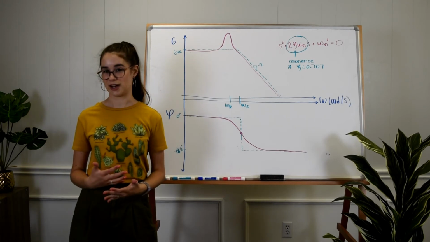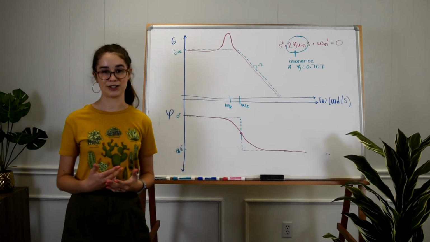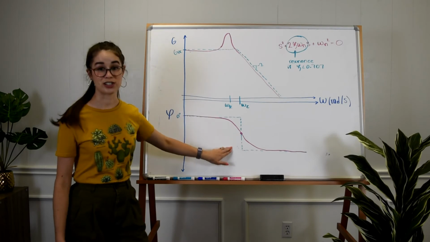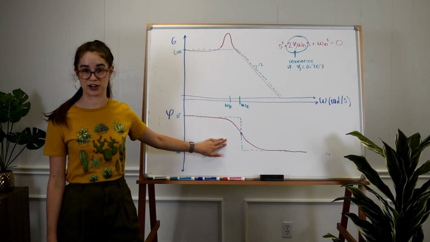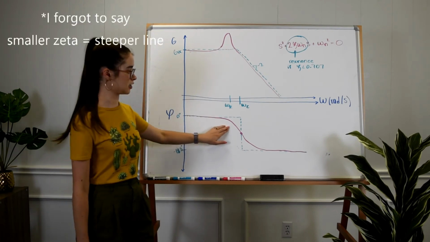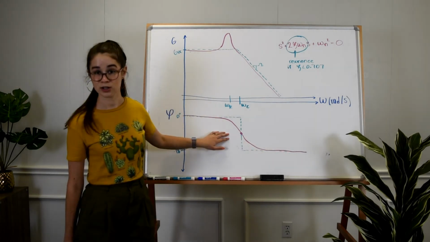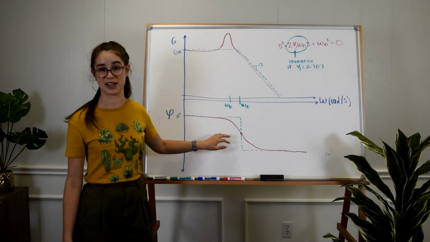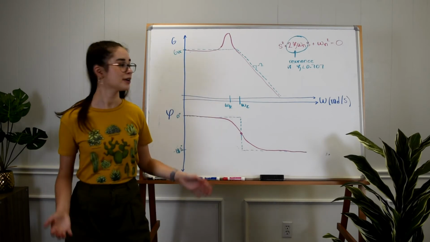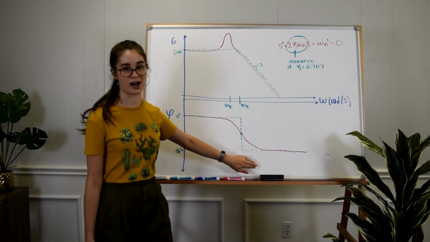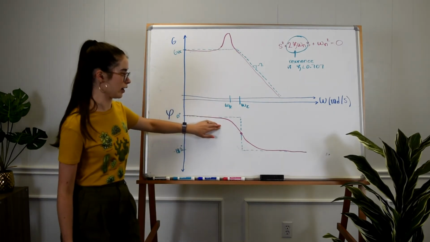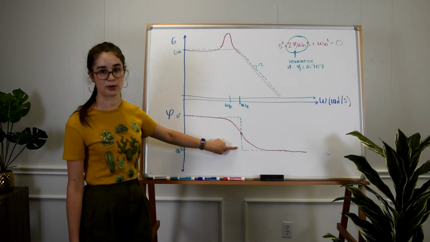Now, just as an aside, also dependent on our zeta value is the slope of this transition in our phase shift graph right here. For larger zetas, this is going to be a more gradual transition. But for the extreme case of, say, zeta equals 0, this is pretty much going to follow our asymptotes exactly, where our line is very sharp at the corner frequency.